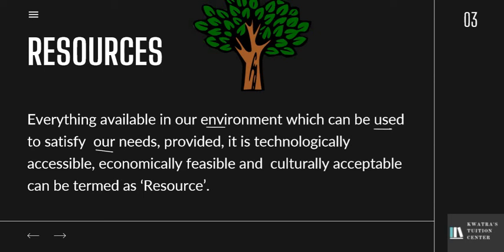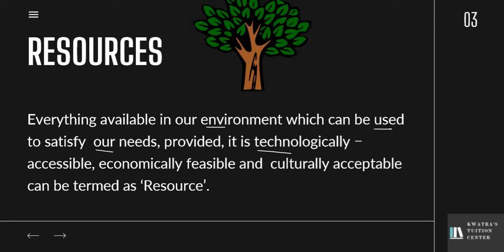Then, there are 3 technical words attached here. I will tell you about each and every technical word one by one. So, let's see technologically. They should be technologically accessible. Now, what does that mean? If I know that I have this particular resource available, I should have the available technology also to extract it.